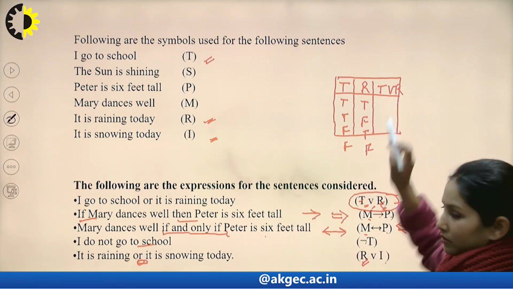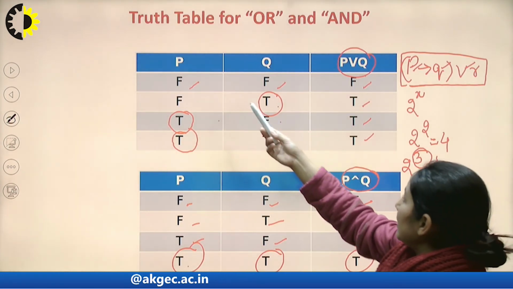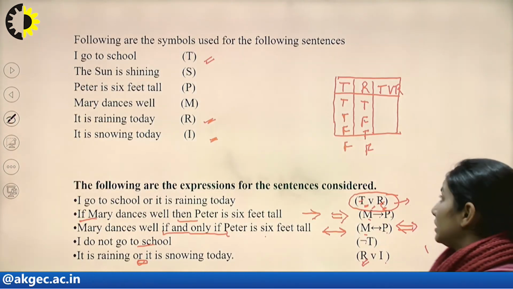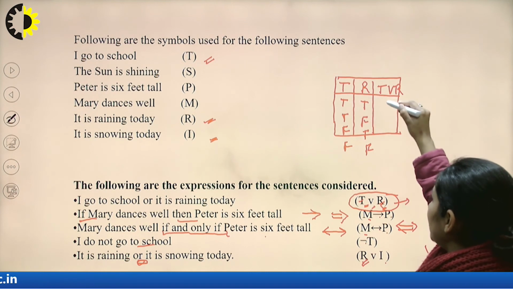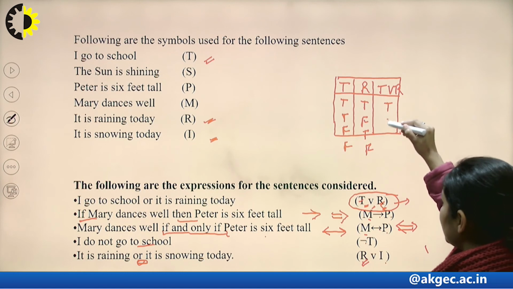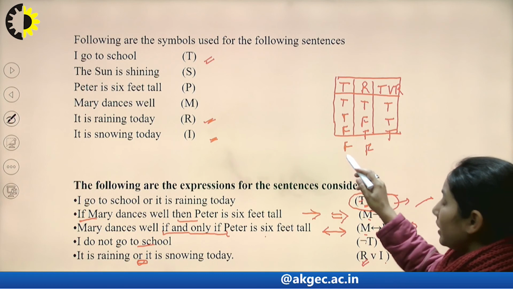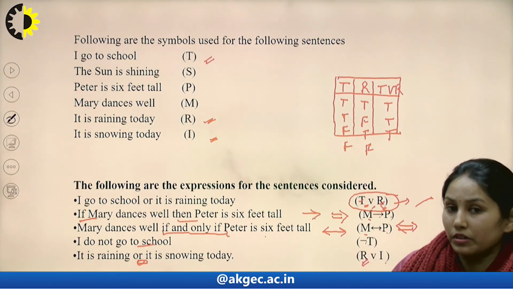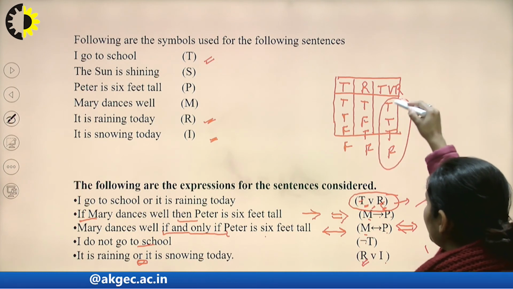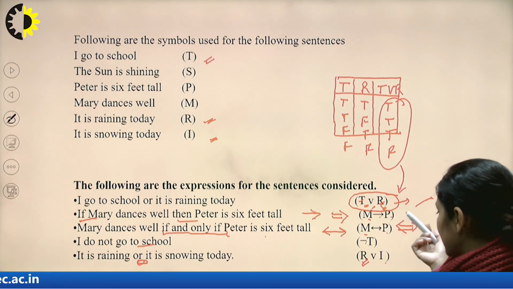Now the operation OR says that for every T that you encounter, your output would be T. So for TT, the output would be T. For TF, the output would be T. For FT, the output would be T. But for FF, that is false and false, the output would be F. So this is the output for this particular expression. Let's take another example.